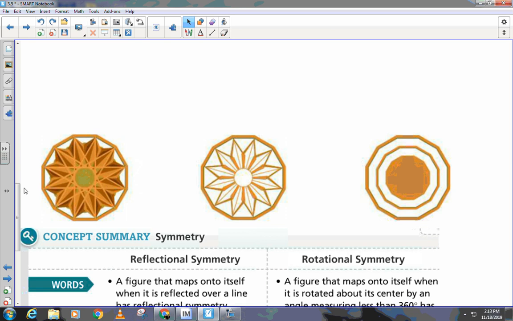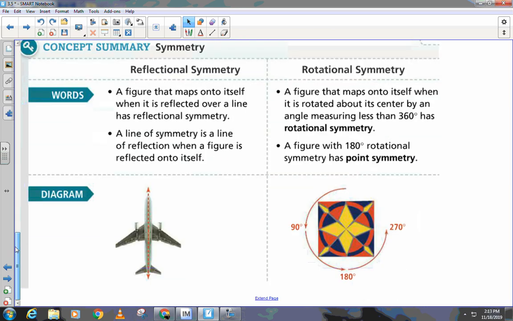Now what would be true if it was 60 degrees? How many prongs would it need to have? It would need to have 6. And when I say prongs, you know what I'm talking about? Like little points that it rotates to. The order of it would need to be 6. All right, so we talked about reflectional and rotational.